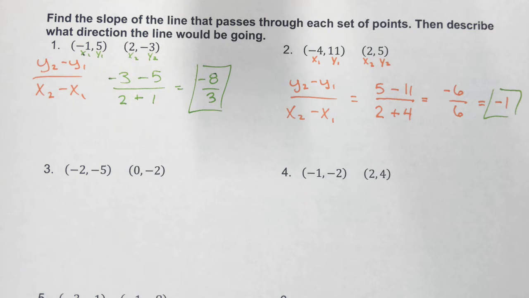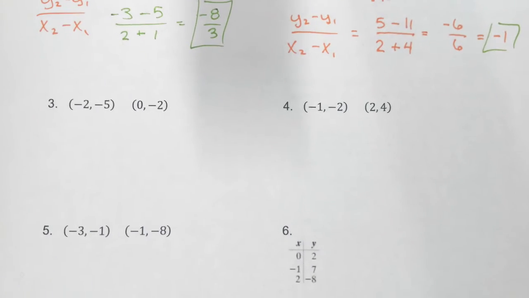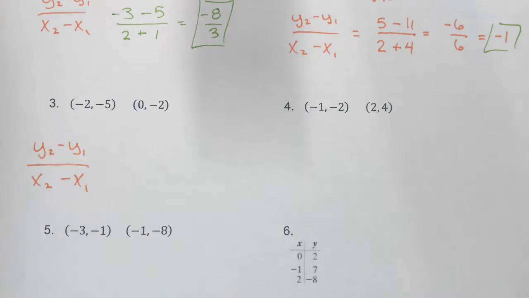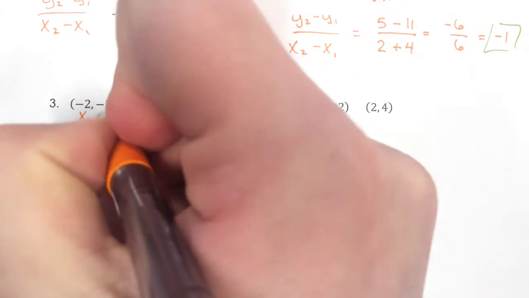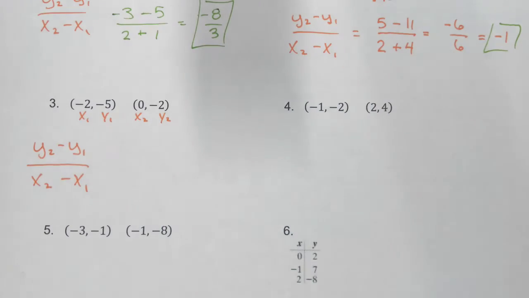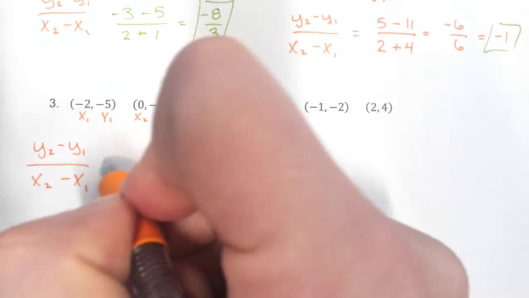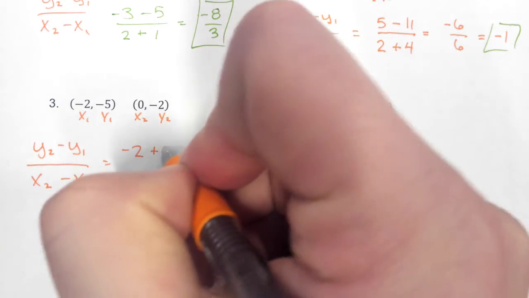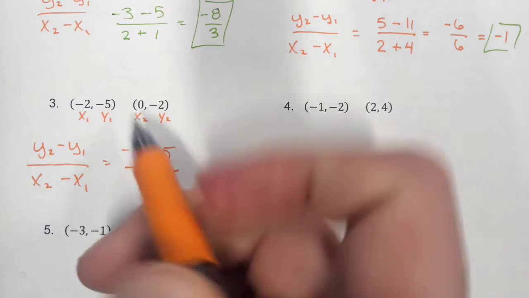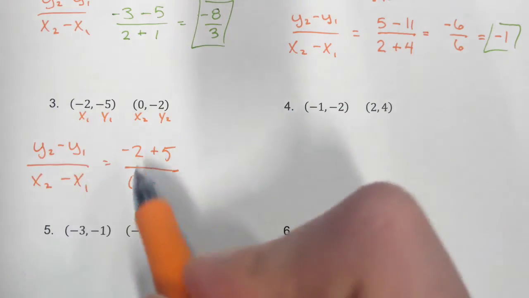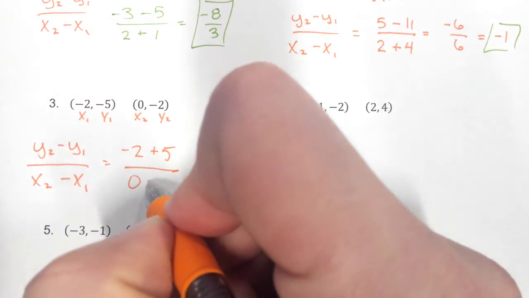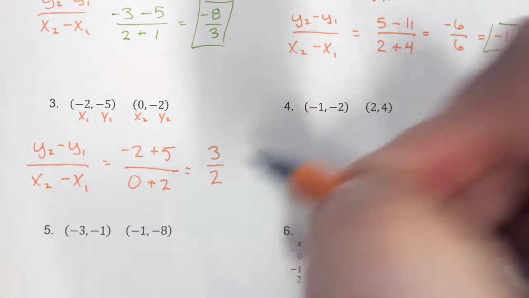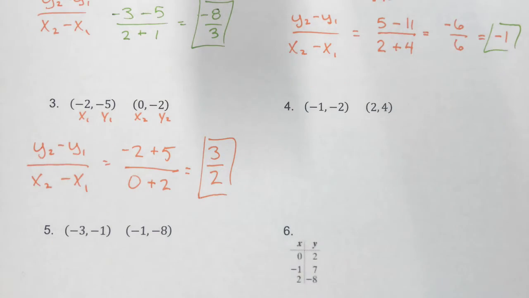Let's do number 3. Same thing. Start by writing the formula down to help you memorize it quicker. y2 minus y1 over x2 minus x1. Label your coordinates next. x1, y1, x2, y2. And then all I got to do is plug them right into the formula. y2 is negative 2, minus y1 is negative 5, so minus negative 5 is plus 5. On bottom, x2 is 0, minus x1 is negative 2. So again, minus negative 2 is plus 2. Just a little bit of math to do on this one. Negative 2 plus 5 is 3. 0 plus 2 is 2. That one does not reduce. So that is my slope of 3/2.